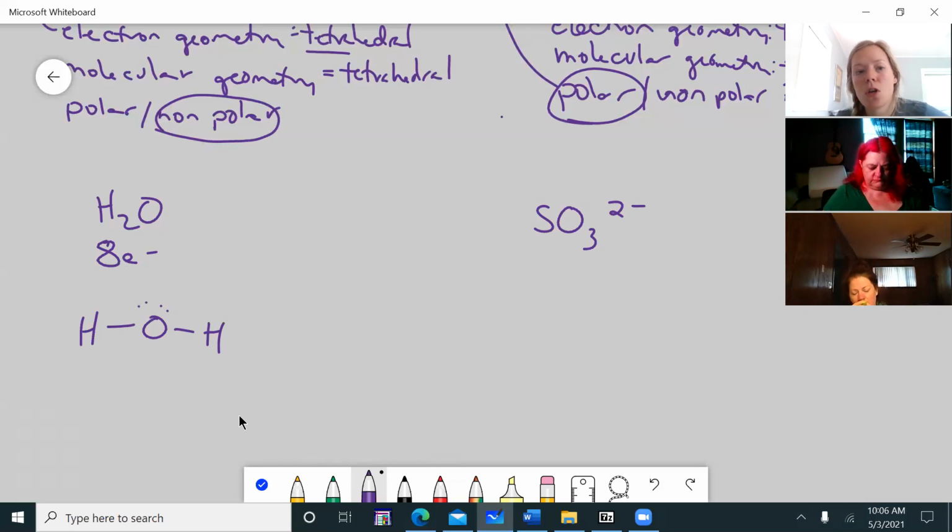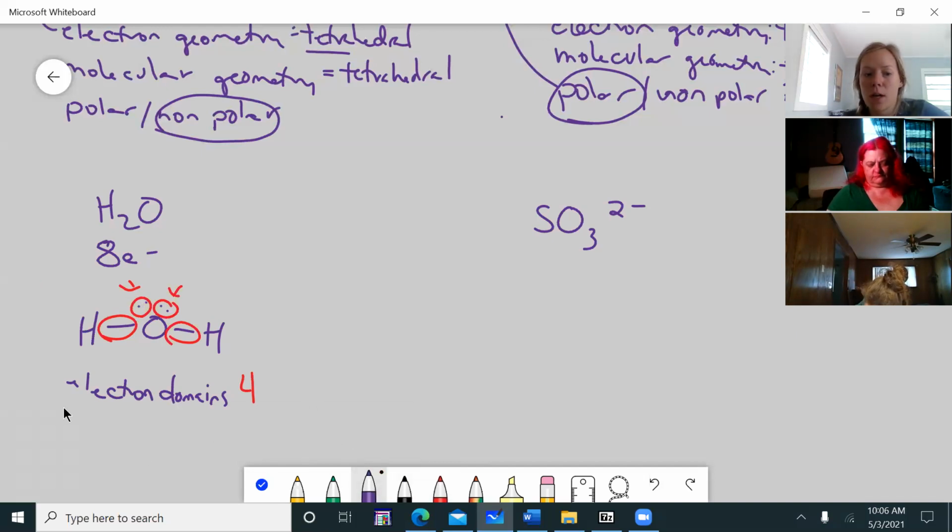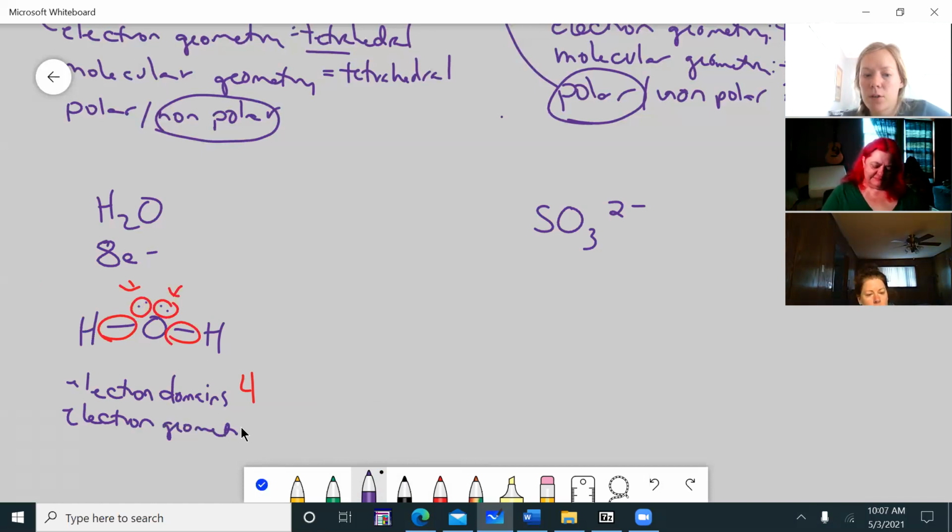So how many electron domains do we have? Well, we have 1, 2, 3, 4. Each set of 2 lone-pair electrons counts as 1 domain, so 4 domains. So what is the electron geometry? We're just looking at how many electron groups there are. 4 electron groups tells us it's tetrahedral.